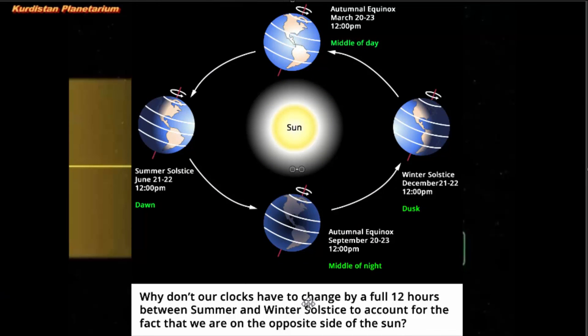Okay, I'm going to take the bottom part of this off in a minute, but I want to read this to you just so you know I am explaining the correct heliocentric model. Why don't our clocks have to change by a full 12 hours between summer and winter solstice to account for the fact that we are on the opposite side of the sun? Again, this is talking about the sidereal day moving and the supposed flipping of noon from one side to the other of the sun. I am not talking about that argument whatsoever.